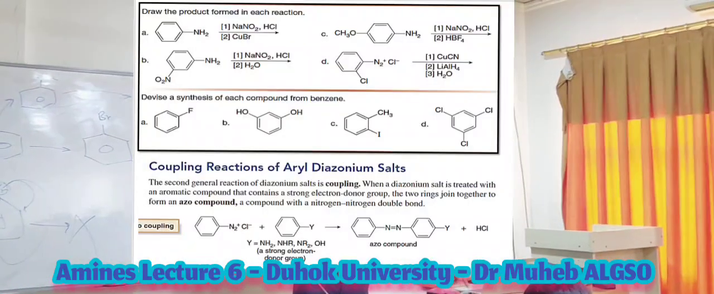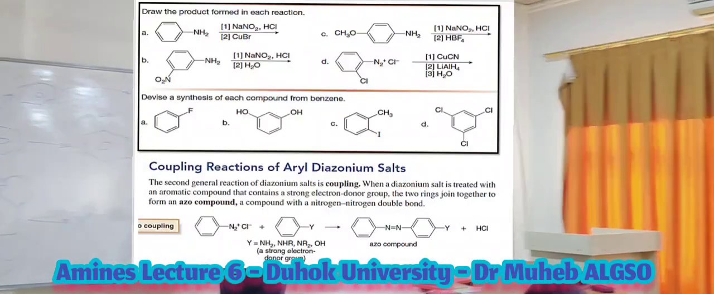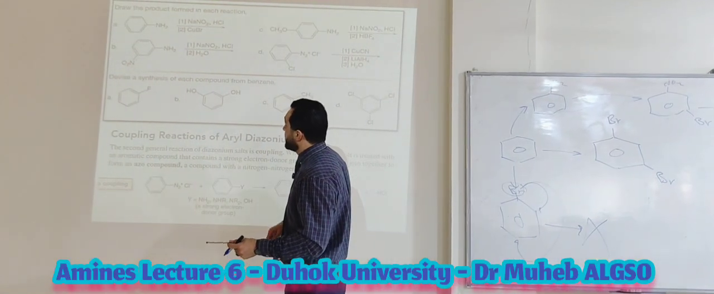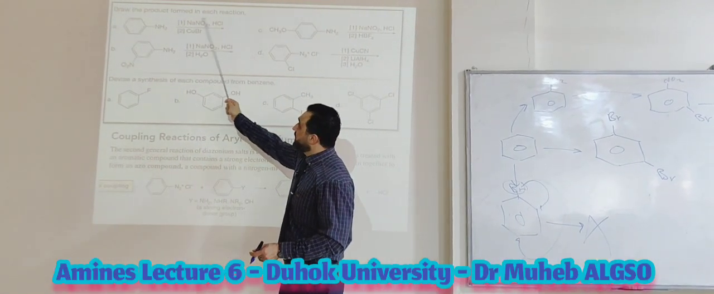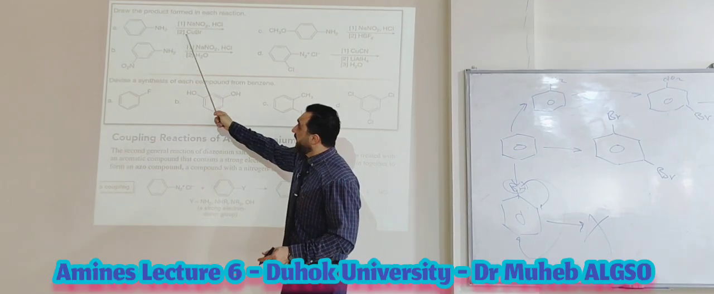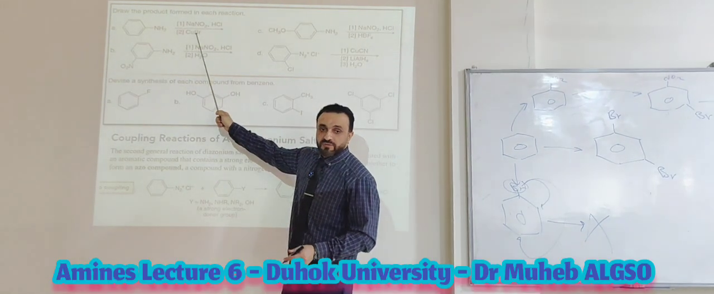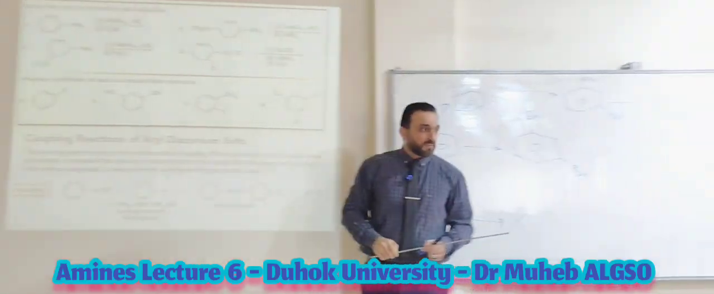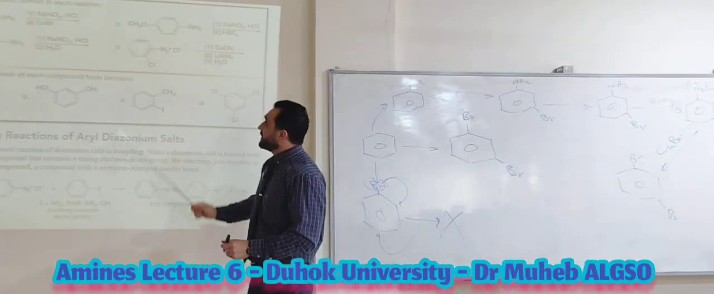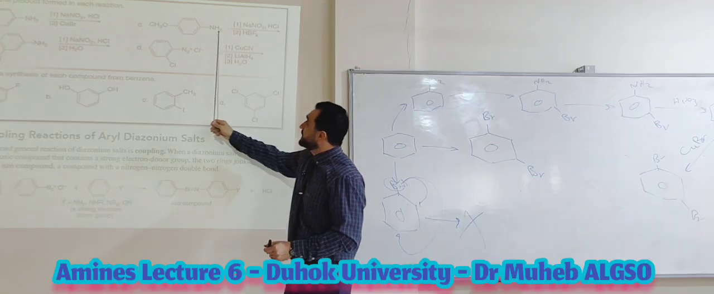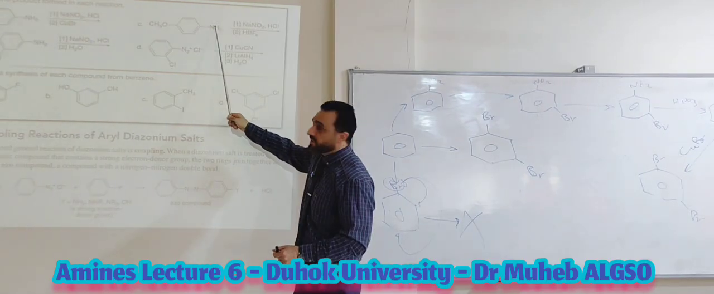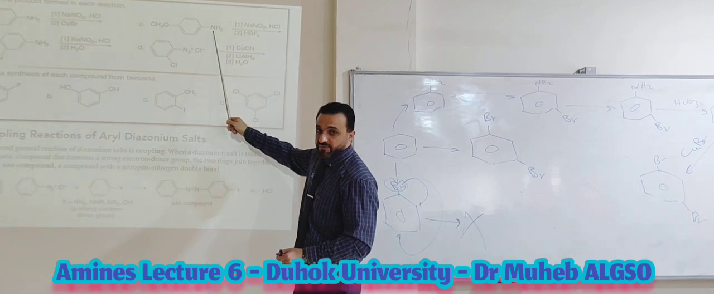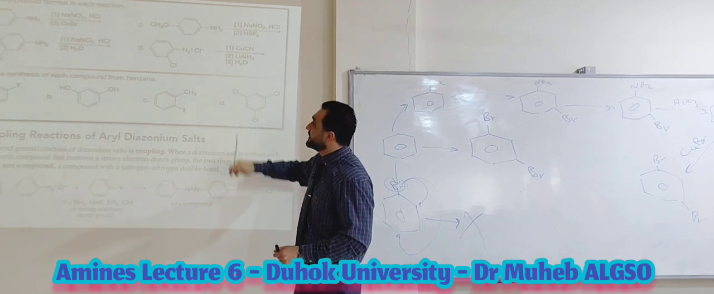Next slide, another example. This is homework. Draw the product formed in each reaction. Aniline, first step diazonium salt, and with copper bromide, what does it give you? Yes, it gives you aryl bromide, bromobenzene. For example, this diazonium salt with HBF4 gives fluorine. Okay? Fluorine.